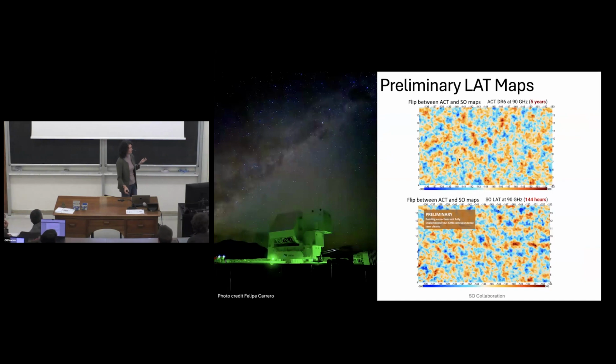I just want to leave you with a snapshot of where we are with it. The LAT is observing. We have achieved first light in February, and I just want to show you here a comparison of what ACT has achieved in 5 years and SO in 144 hours. So it's basically already there, right? So each tube of SO is the equivalent of a full ACT for 5 years of observation. So this is gonna move the field pretty quickly and push us towards high resolution observation.